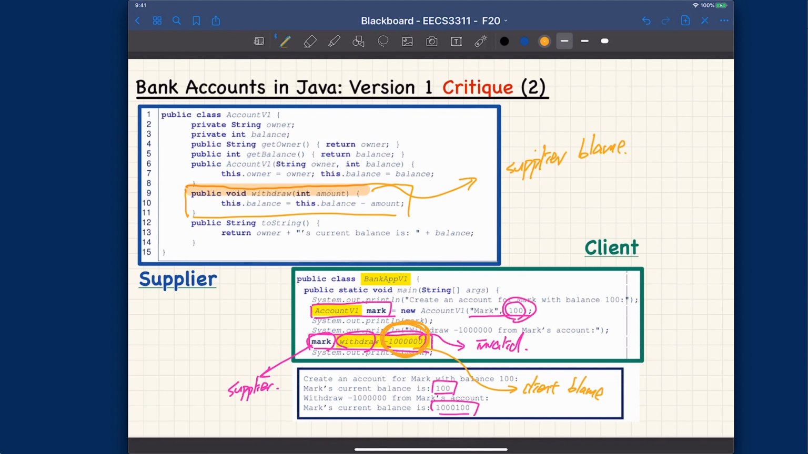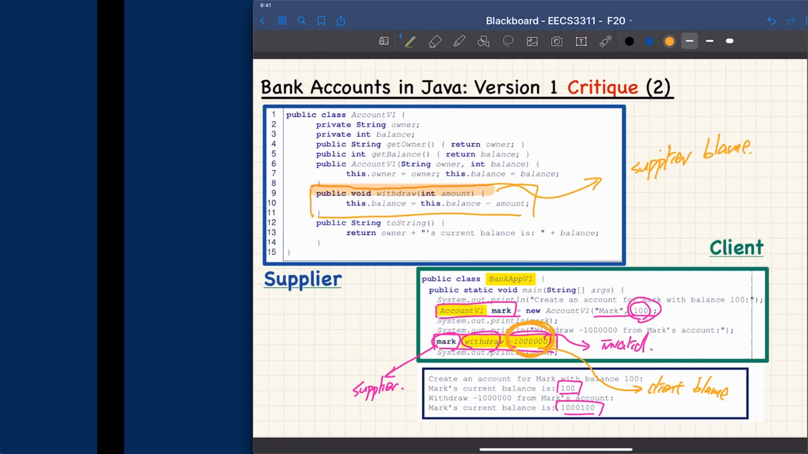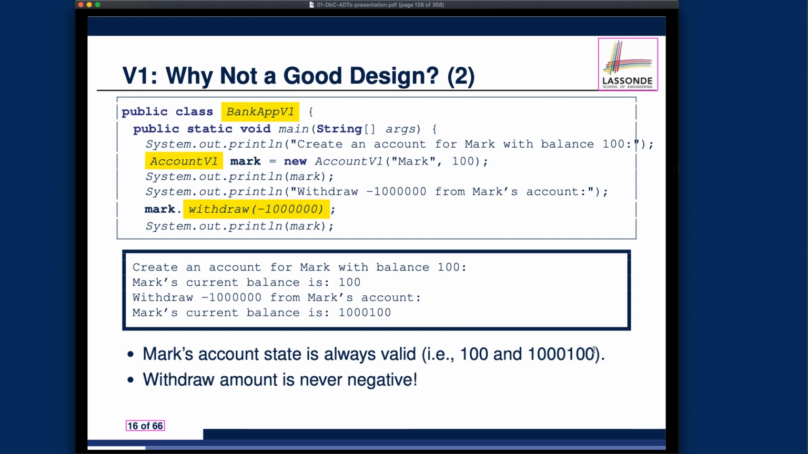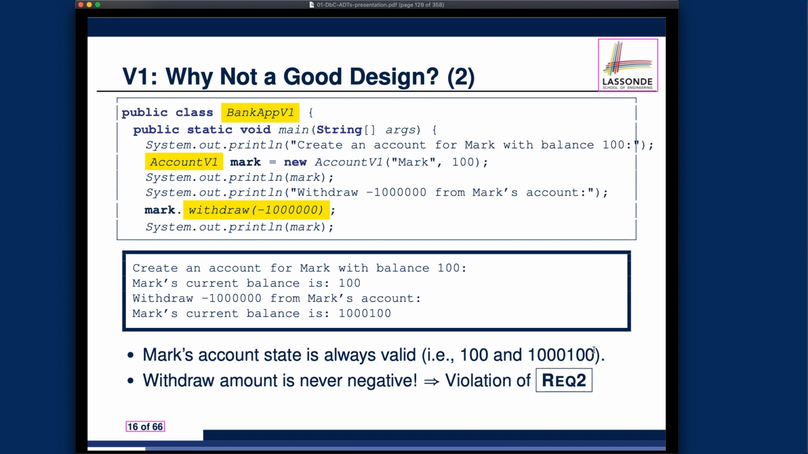Okay, so similar arguments. Hopefully by doing the arguments in detail, you can also pick up the skill of justifying why a design is either good or bad. Now, similarly, the account state is actually valid. If you think about 1,100,000, it is a valid state because it's always positive as far as requirement number one is concerned. However, if you think about requirement number two, let me go back there.